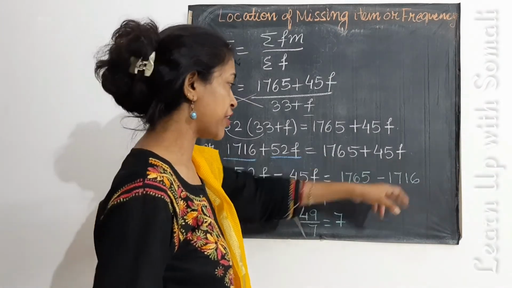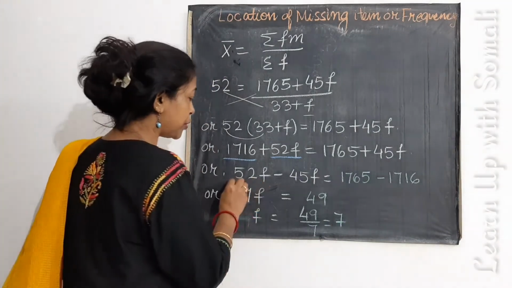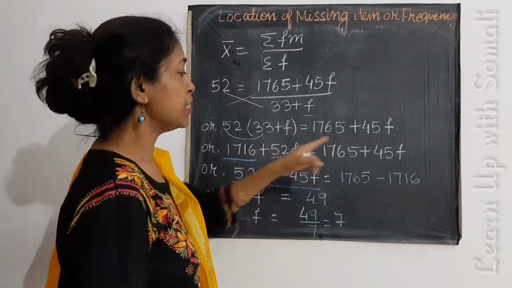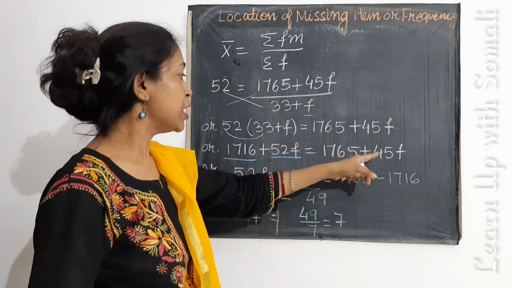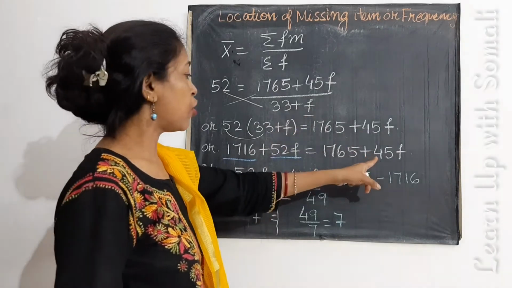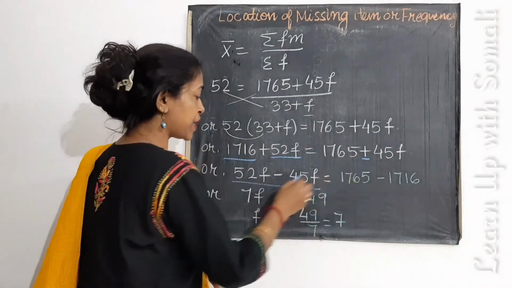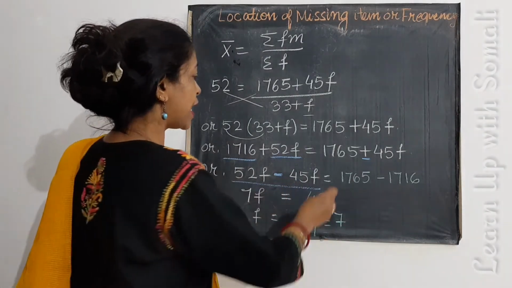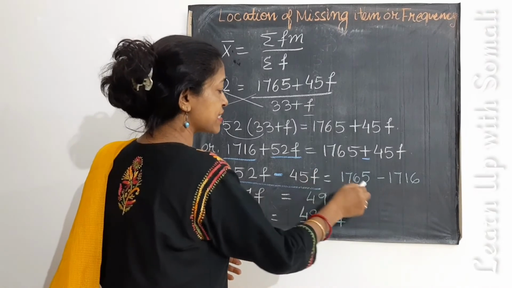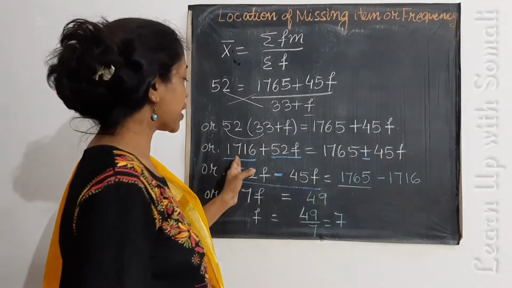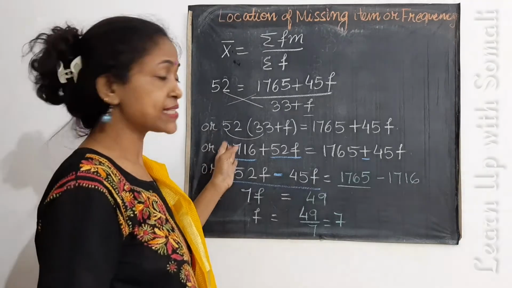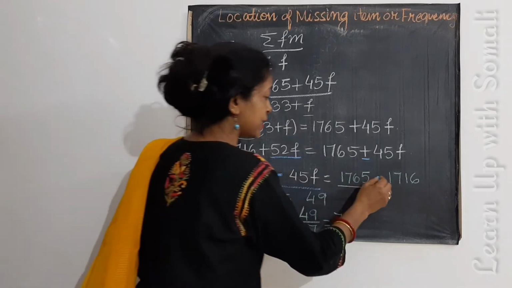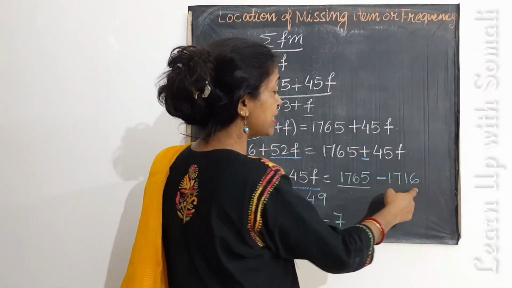1765 plus 45F. Now let us bring all the unknown items to our left hand side. So we have 52F already this side and 45F to this side. If we change the place of 45F, this plus becomes minus and it comes to this left hand side. And if we bring the number 1765 from right hand side to left hand side, this plus becomes minus. Here it has become 1716.